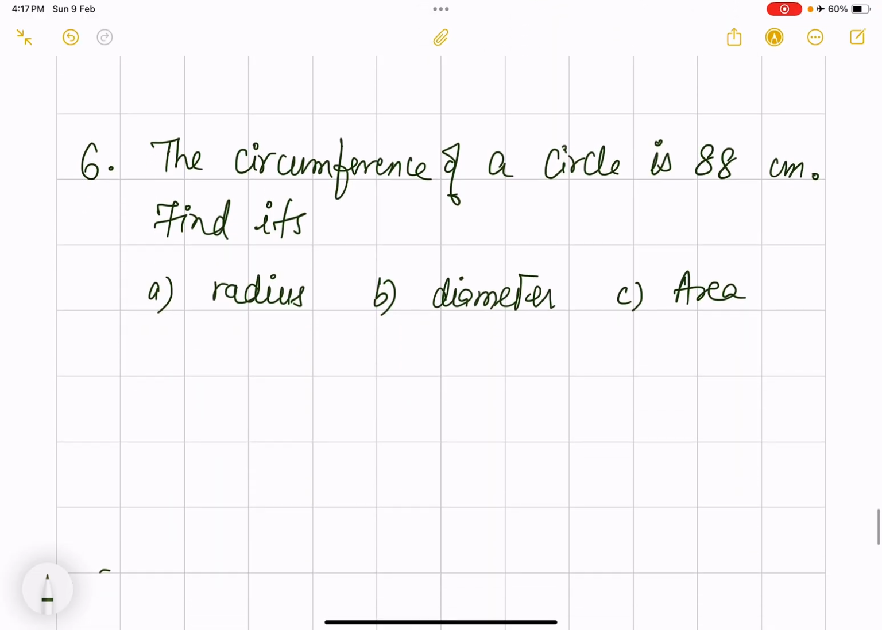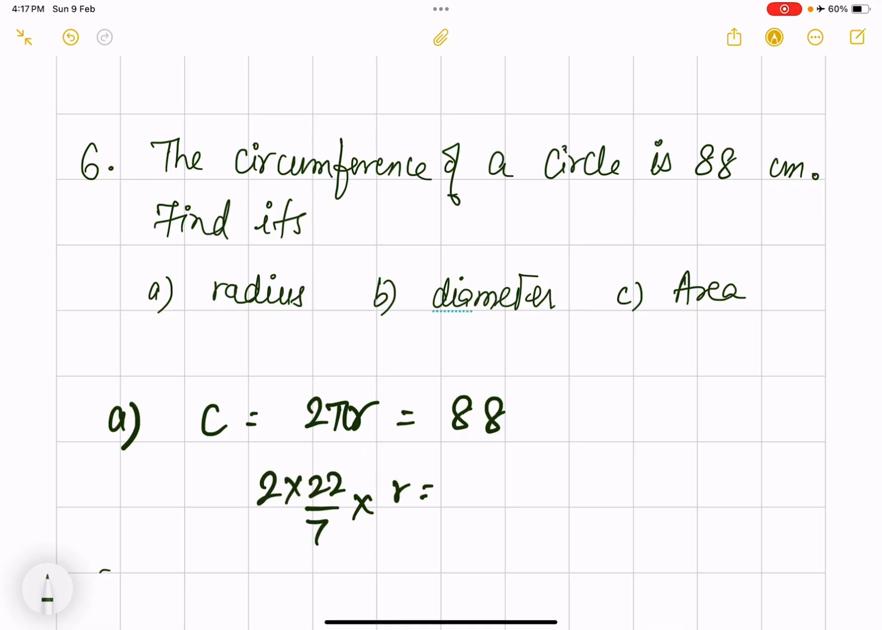Next up, we have the circumference of a circle is 88 centimeter. Find its radius. Okay, this is a reverse kind of a question. So circumference, which happens to be 2 pi r, is given as 88. So 2 into 22 by 7 into r is 88.